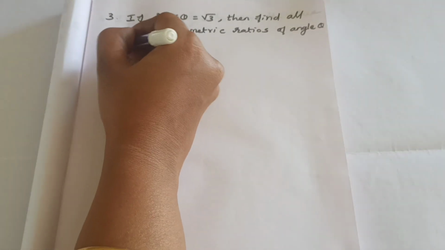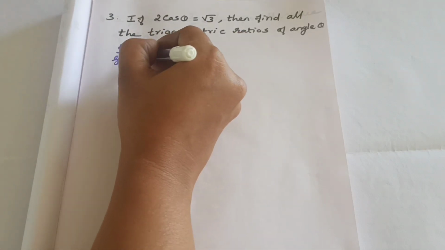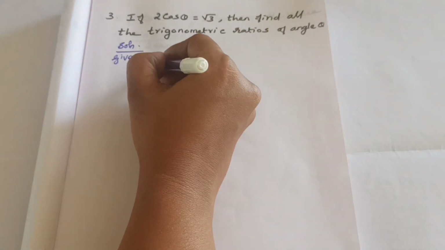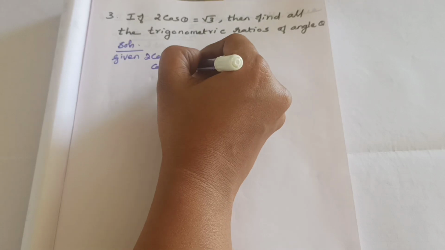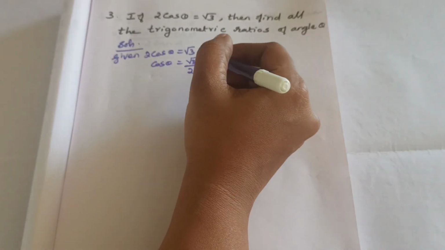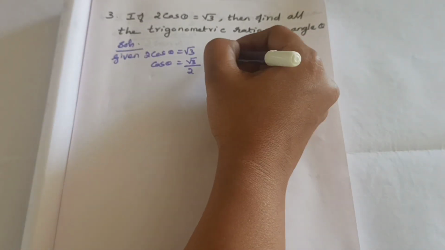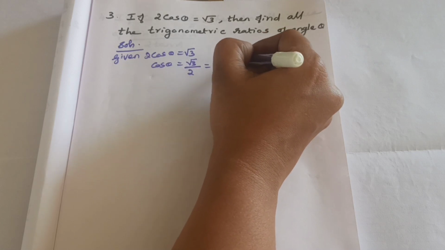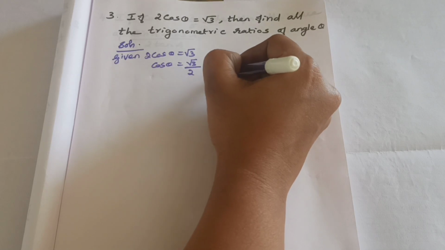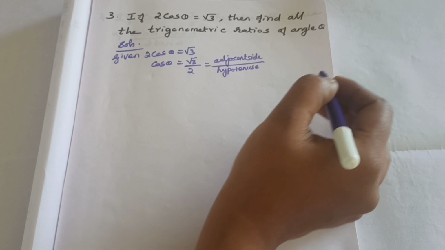Okay, first what is given we have to write. Given 2 cos theta is equal to root 3. That means cos theta is equal to root 3 divided by 2. Then cos theta ratio you know, isn't it? Cos theta is equal to adjacent side divided by hypotenuse.